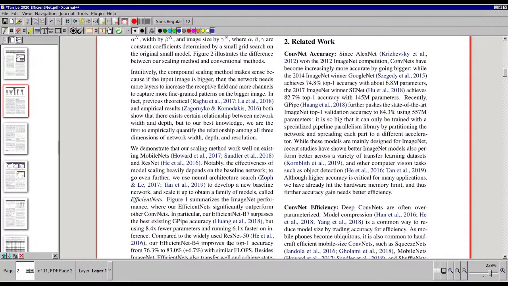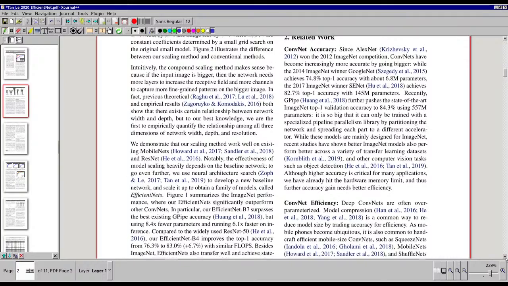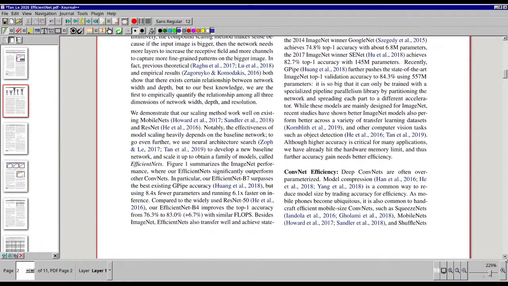Compared to the widely used ResNet-50, our EfficientNet-B4 improves the top-1 accuracy from 76.3% to 83.0%, a gain of 6.7%, with similar FLOPS.